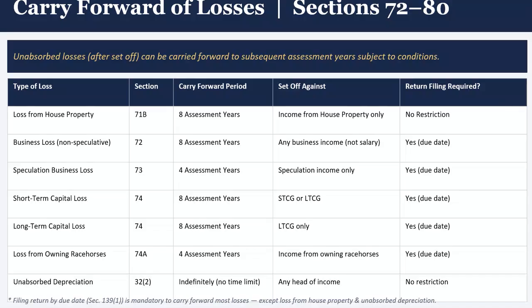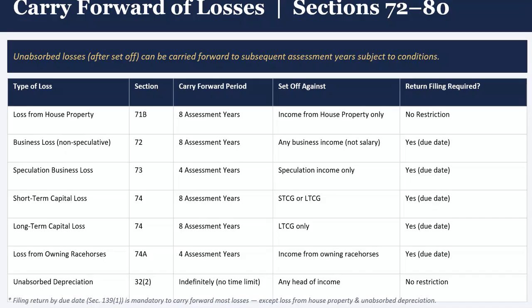So if we need to see the summary, then loss from house property is governed by section 71B. It allows the loss remaining after set-off to be carried forward for 8 assessment years, and there is no restriction regarding the return filing in time. Second, business loss, that is non-speculative, is governed by section 72, allowed to be carried forward for 8 years, but there is a restriction that the return has to be filed before the due date. Otherwise, the carry forward of loss is not allowed. Further, the business loss so carried forward can be set off only against business income in the future years.